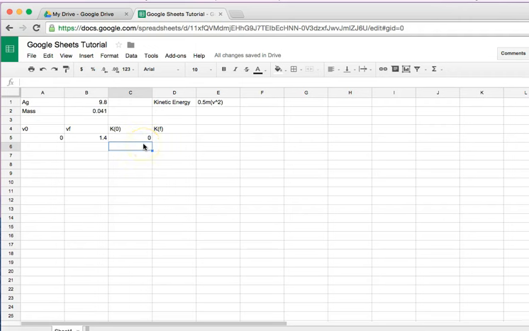I got 0. Now, one helpful hint, you guys. If you have something that's going to remain the same, like mass or acceleration due to gravity, you want to make sure that it stays the same in every single calculation. The way to do that is you put money signs before and after the letter. So I would put a money sign in front of B, and then a money sign in front of 2. It won't change my calculation. It will just be really helpful later, and it will come in handy.